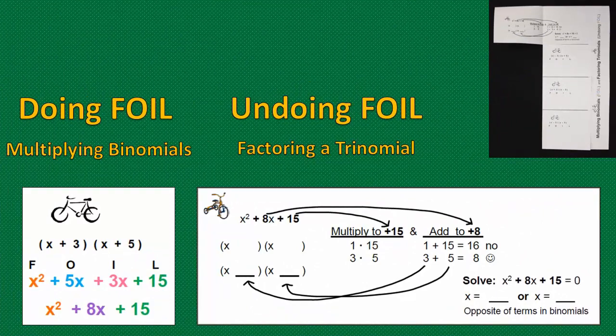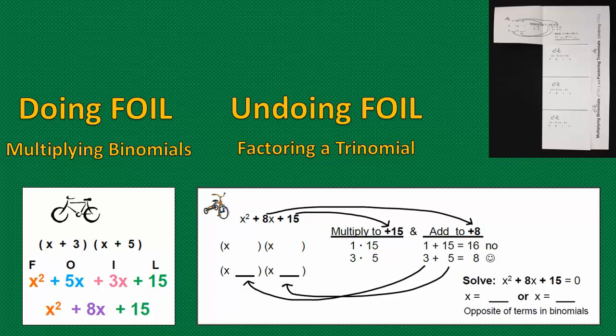Now we're going to move on to undoing FOIL, which is factoring the trinomial answer that we got when we used FOIL to multiply binomials earlier in this video. Factoring means to break it back down into the things that were multiplied together to get an answer. That answer was x squared plus 8x plus 15. So what two binomials would need to be multiplied together to get x squared plus 8x plus 15?